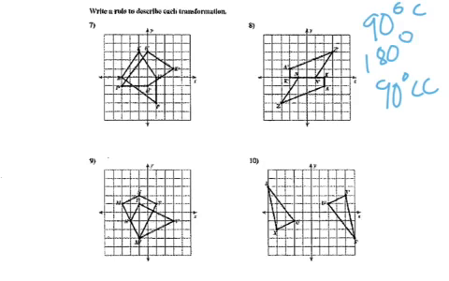So take a look at the original. So here's K here. Where did K go? It just moved over one quadrant to the right, and that's clockwise. So this one would be 90 degrees clockwise.